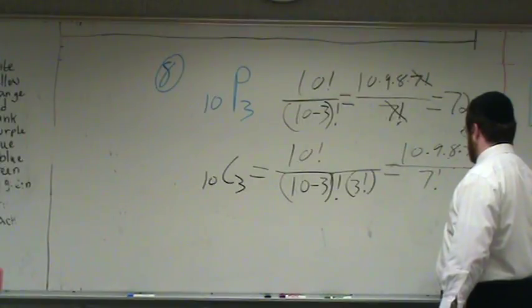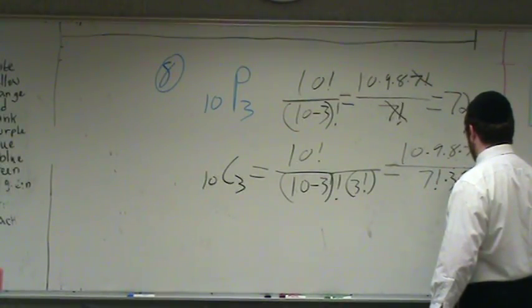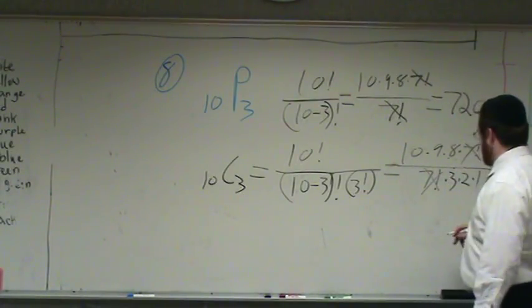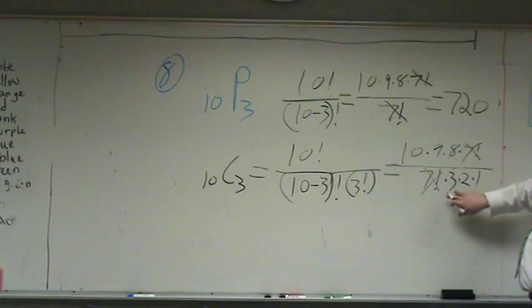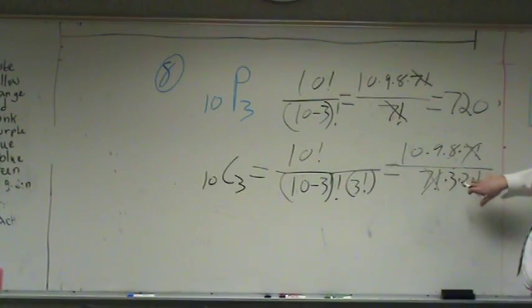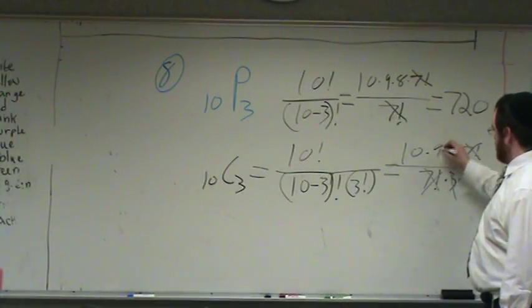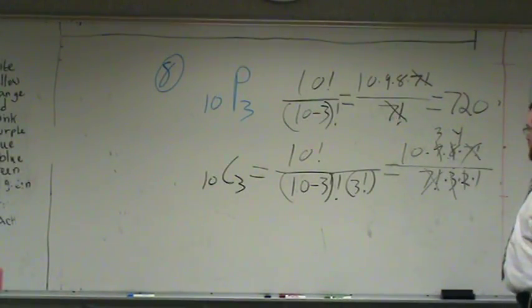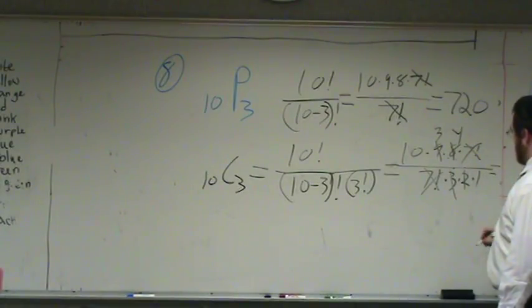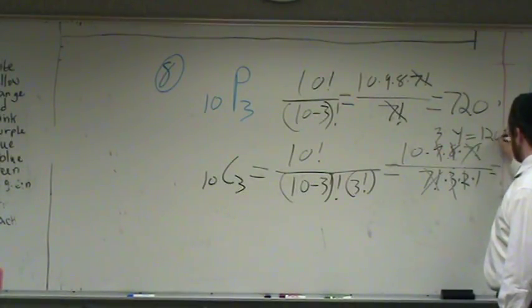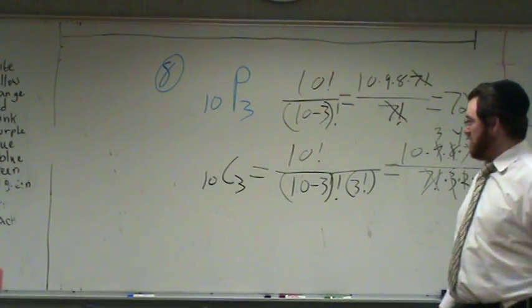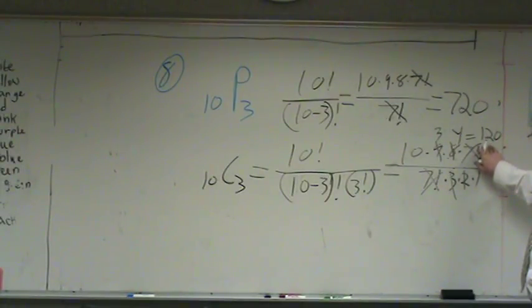So we're going to write it out. Times 3 times 2 times 1. Cross out the two 7 factorials. You're left with 10 times 9 times 8 divided by 3 times 2 times 1. So 9 divided by 3 is 3. 8 divided by 2 is 4. 3 times 4 is 12. Times 10 is 120. So if order does not count, you don't have president, vice president, or secretary, you could set it up 120 different ways.